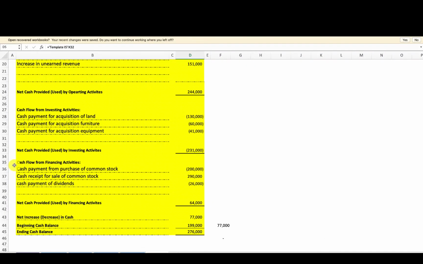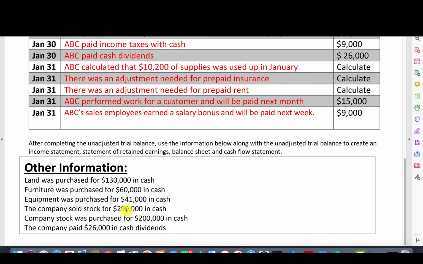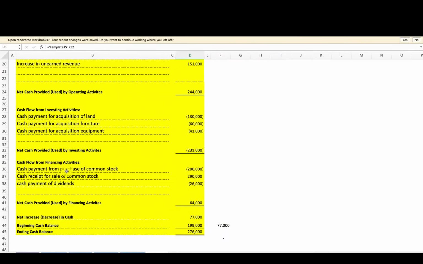And so I go here, payment for the purchase of common stock, 200,000, right? We purchased common stock, negative 200,000. The sale of common stock, I received money, it's positive 290, and the payment of dividends, a negative 26,000. I add these three together and I get a positive $64,000.